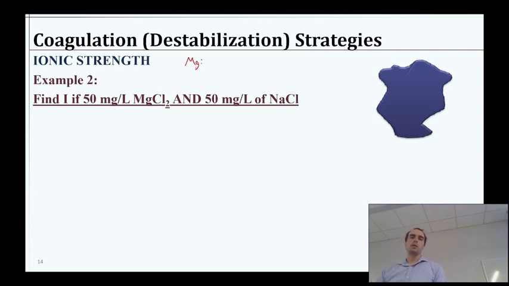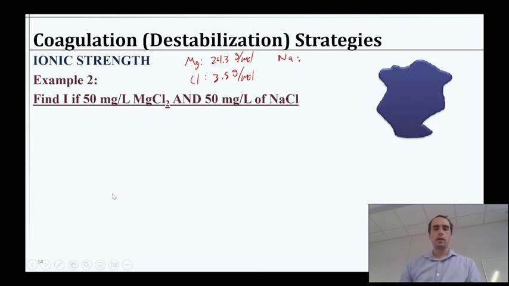So Mg atomic weight was 24.3 grams per mole. Cl, 35.5. Sodium, I think, is 22. Or was it 23? I'll look that up real quick. And then the ionic strength equation, remember, is 1/2 times the sum of the concentrations times their respective charges squared. Okay, and I'll get you the sodium thing in just a sec. Yeah, 23.